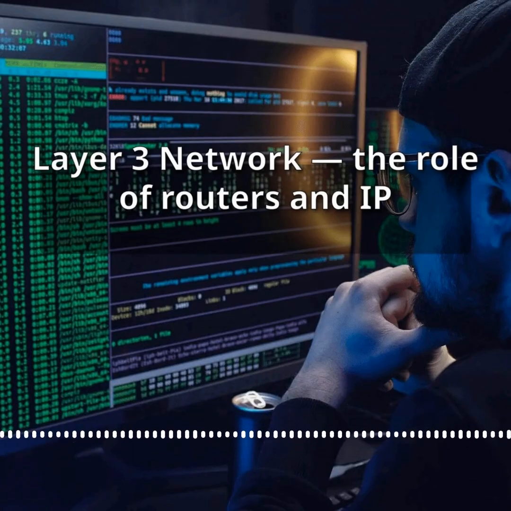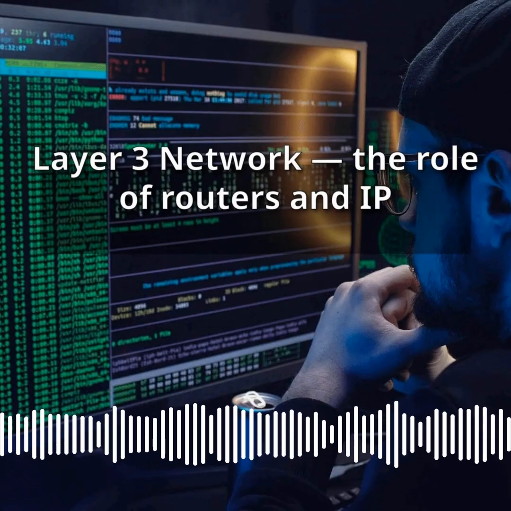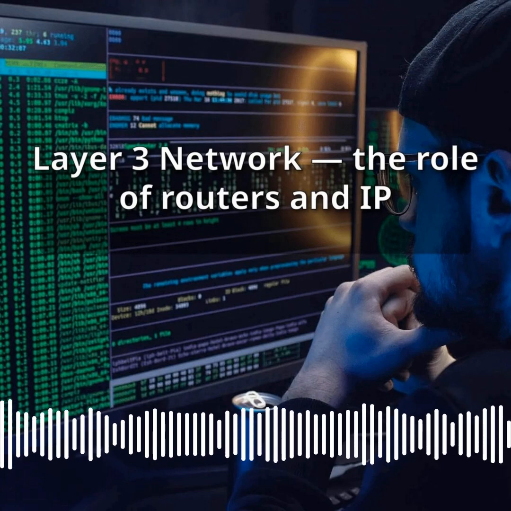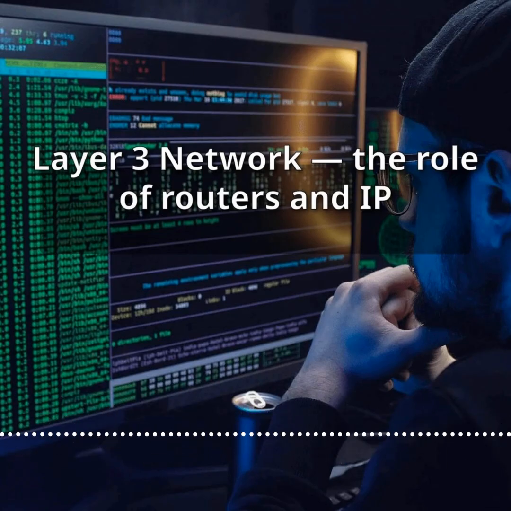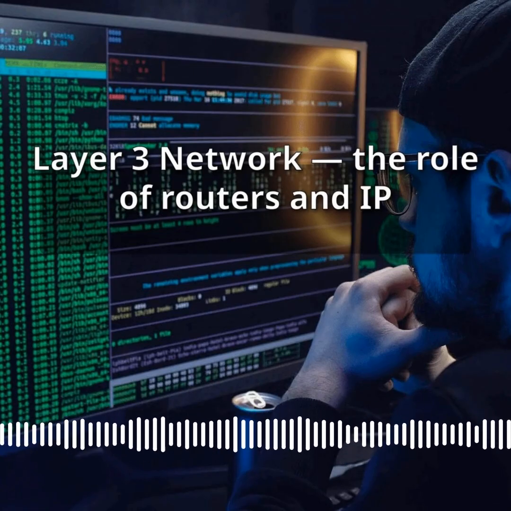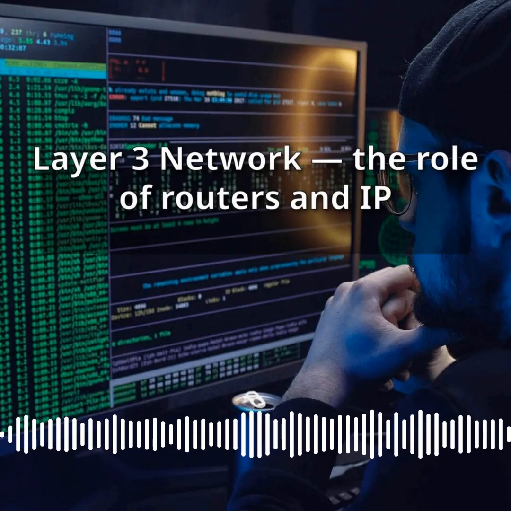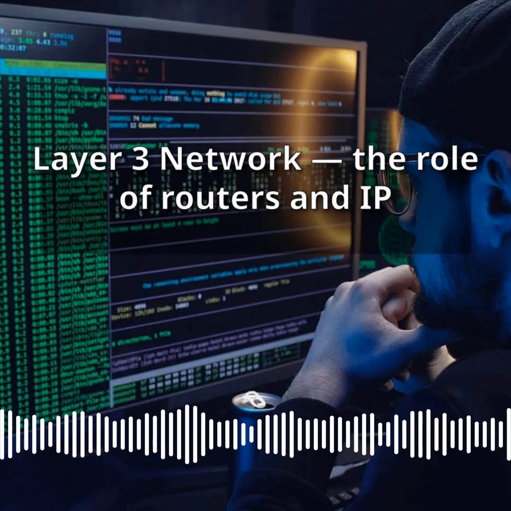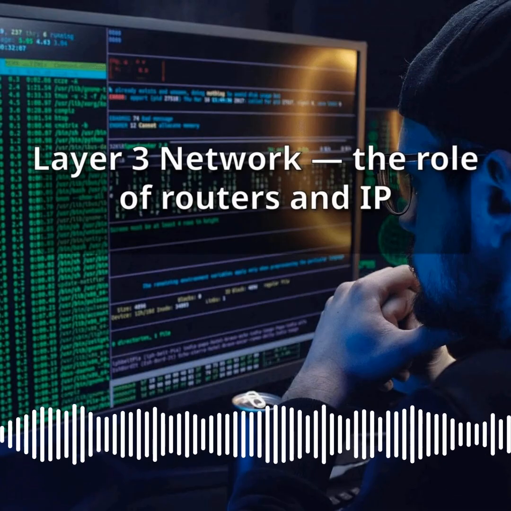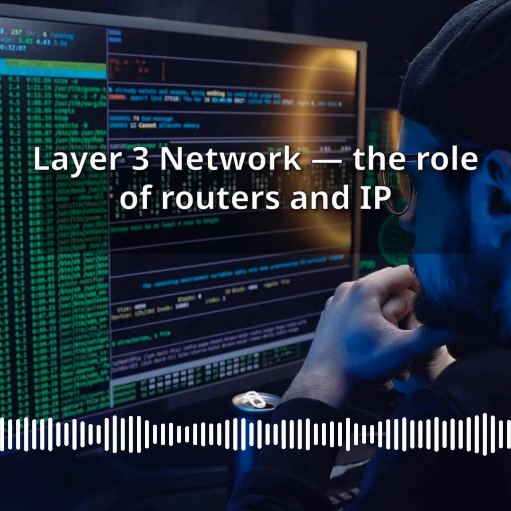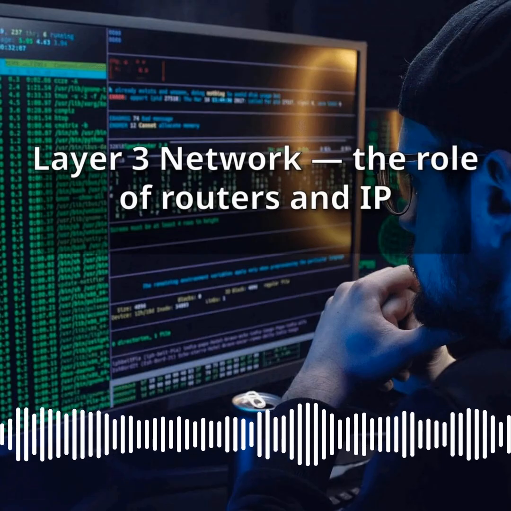Static and dynamic routing. Routers can learn routes in two ways, statically or dynamically. With static routing, a network administrator manually enters each route into the routing table. This is simple and predictable, but it does not adapt to network changes automatically. It is commonly used in small stable networks or for specific routes that must always take the same path.